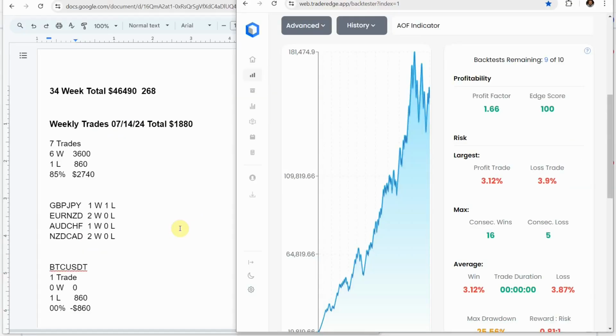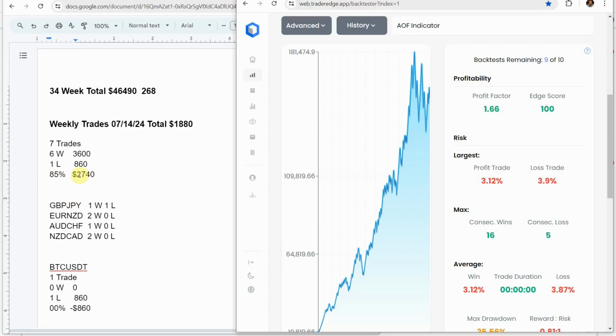Alright, let's go ahead and go over the weekly signal. So this is using the Academy Forex Indicator on these 4 Forex pairs and this one crypto coin. This is on the 30-minute time frame. We keep track of the trades the Academy of Forex Indicator has signaled. And so this last week on the Forex pairs, we had 7 trades altogether. We had 6 winning trades, 1 losing trade, putting it at an 85% win rate.